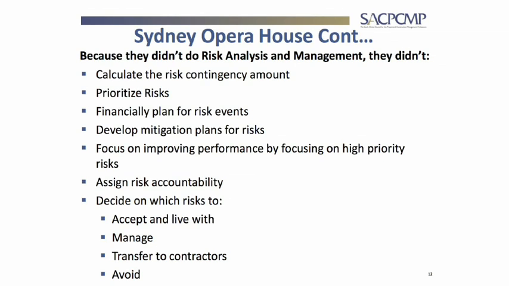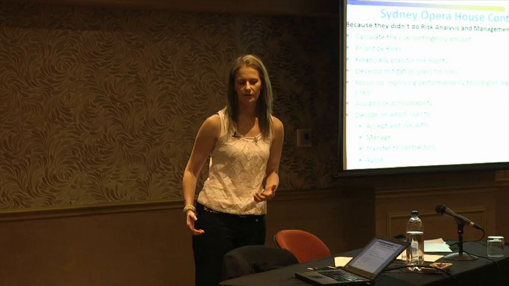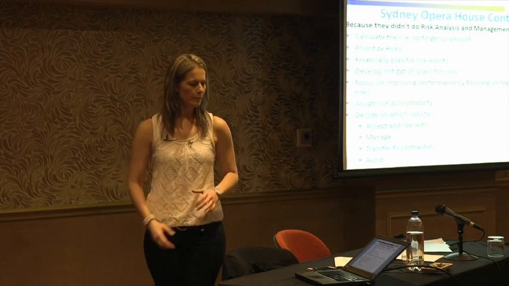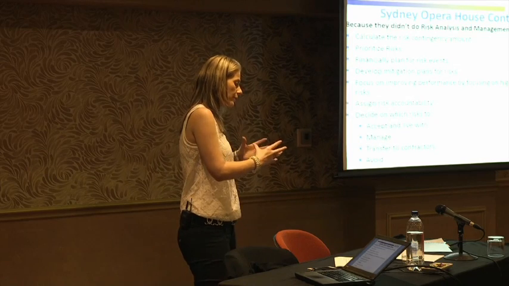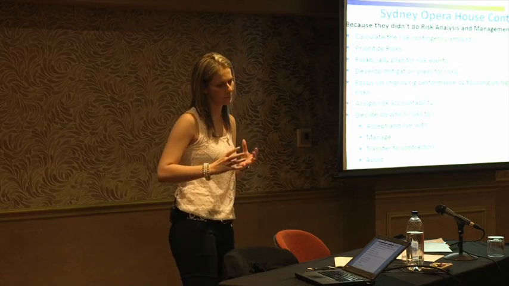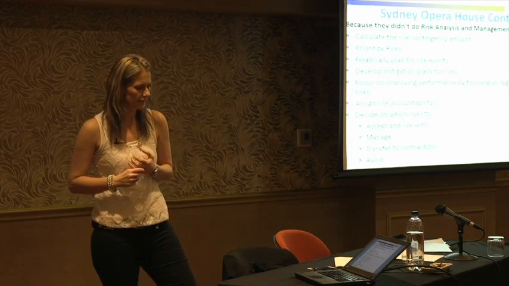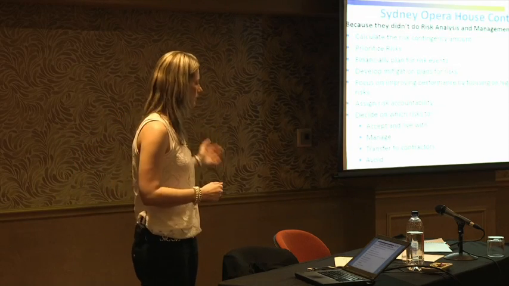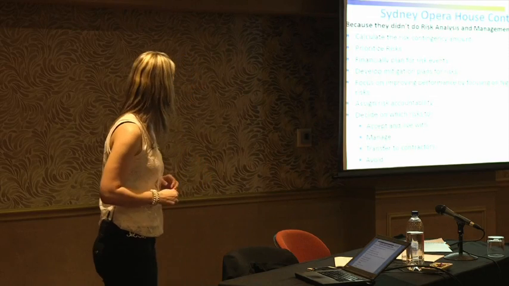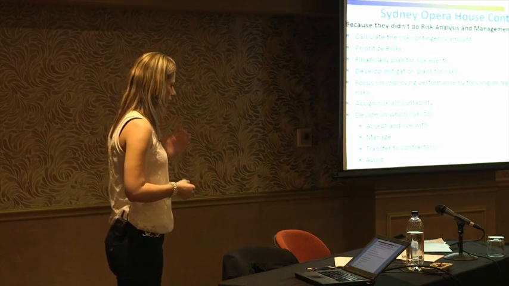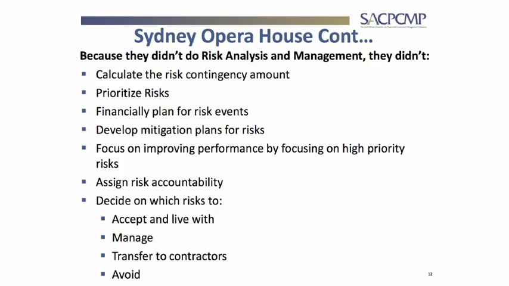And then, of course, focus on improving performance by focusing on high priority risks. The high priority risks are usually the ones that are going to cost you the most time or money. So if we prioritize them and we know what to do to make them not happen, or if it's an opportunity, to exploit it to get the benefit from the opportunity, then we're also in a better situation than when we don't know. And then what I mentioned earlier, assign risk accountability.